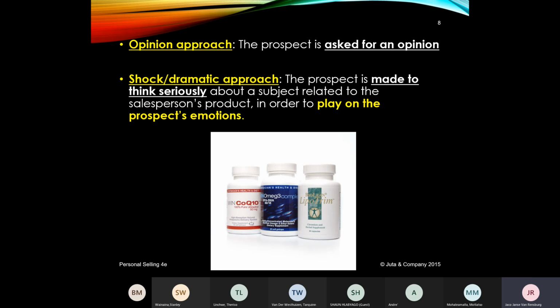Shock or dramatic approach. I think the gun in the room at the seminar presentation example I've used could also be a shock or dramatic approach. In that case, it probably qualifies more as a shock dramatic approach than a product approach, because the gun wasn't the product that he was trying to sell. He was just using it to actually get the attention. So that would qualify as a shock or dramatic approach.